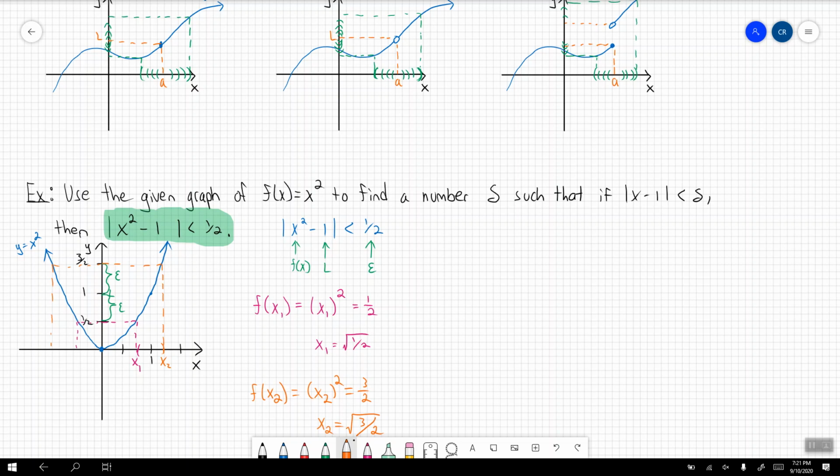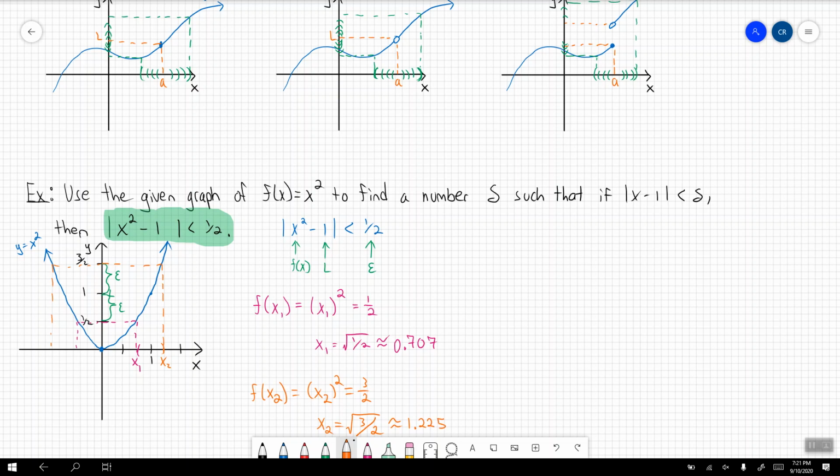Now we're going to need these approximations. So we want to make sure that we get an approximation for the square root of 1/2. Let's go ahead and get that approximation really quick. The square root of 1/2, we're going to approximate to be about 0.707. And the square root of 3/2 will approximate to be about 1.225.